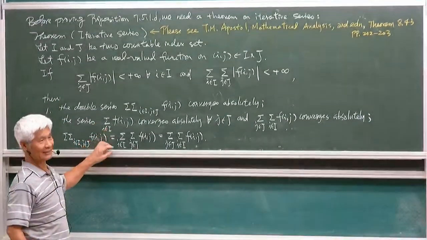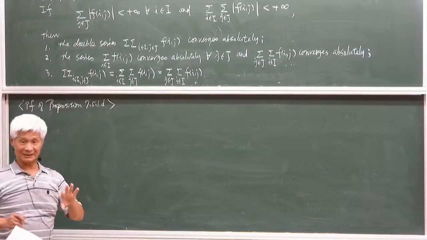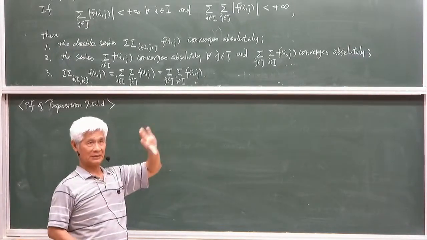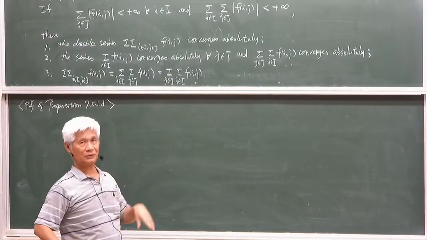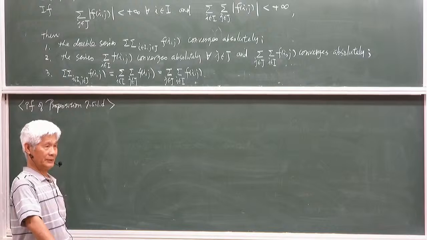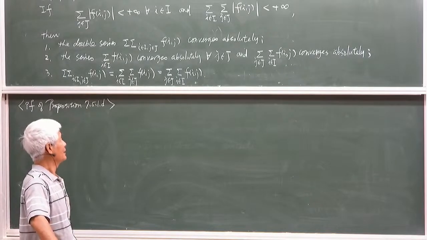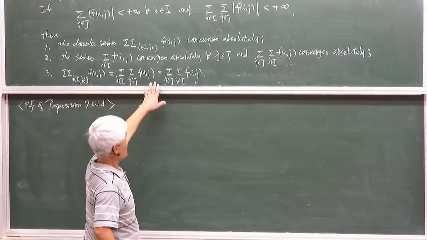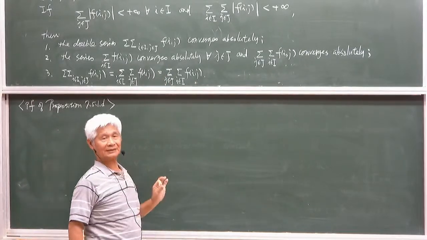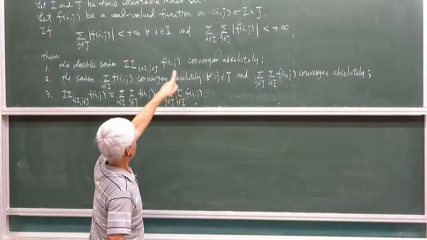But this is very important because when we consider discrete random variables, a lot of the time we use these theorems to deal with iterative series. Okay. Right, so this gives you the condition that you can exchange the order of summation. Okay, and the sufficient condition is here.